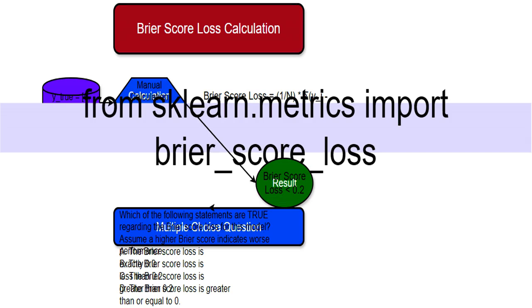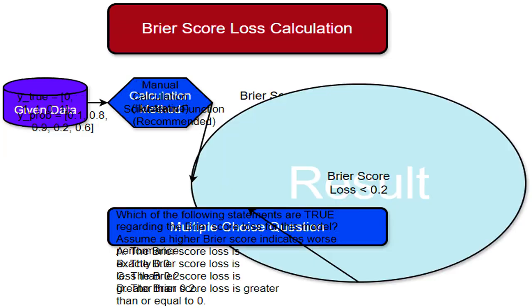I'm importing the brier_score_loss function from the scikit-learn library. This function is a more efficient way to calculate the Brier score than doing it manually. The Brier score loss will be less than 0.2, based on both the manual calculation and the scikit-learn function.